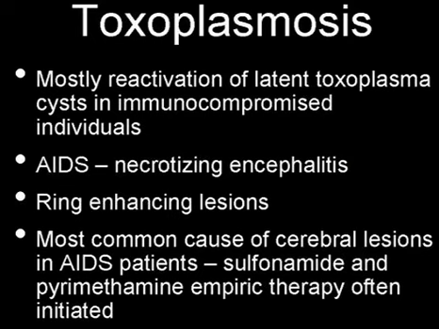Toxoplasmosis is going to be a reactivation type of disease in immunocompromised patients. It's going to be the most common cause of cerebral lesions in patients with AIDS, and empiric therapy is often initiated. These are going to be ring-enhancing lesions. The distribution of these lesions is often going to be basal, to involve the brainstem as well as basal ganglia, but can be seen more peripherally.